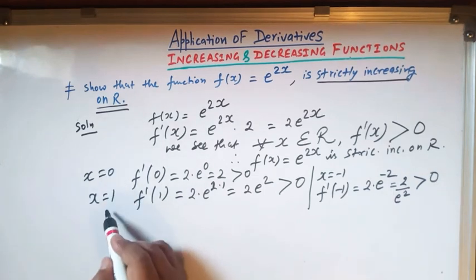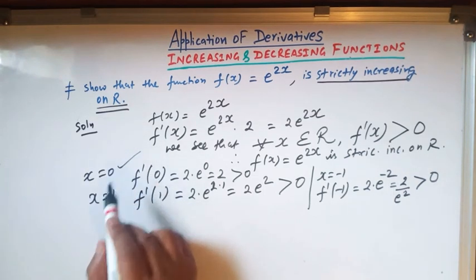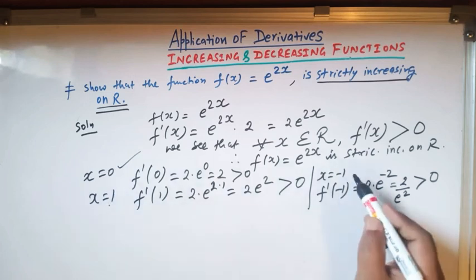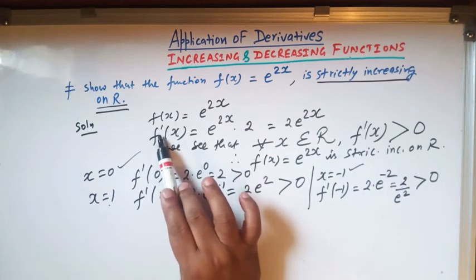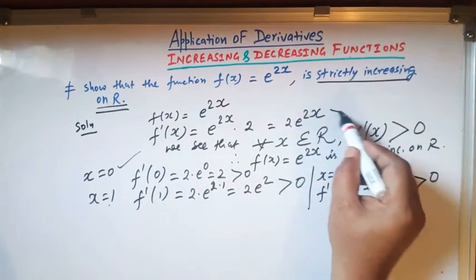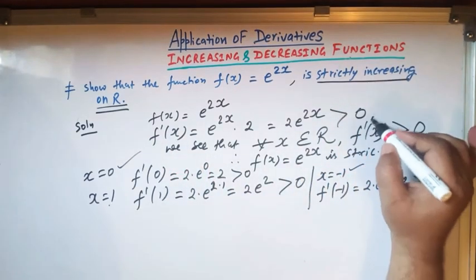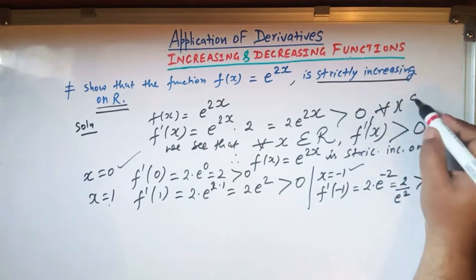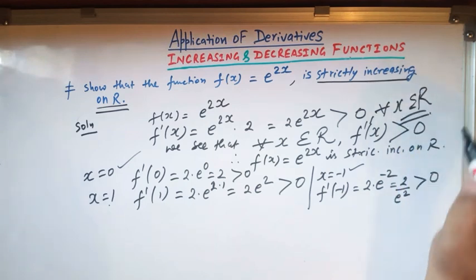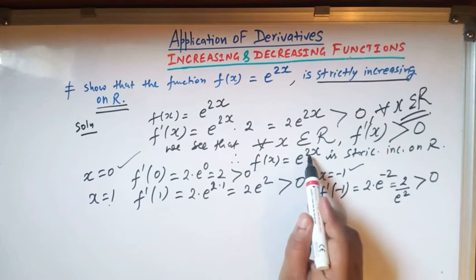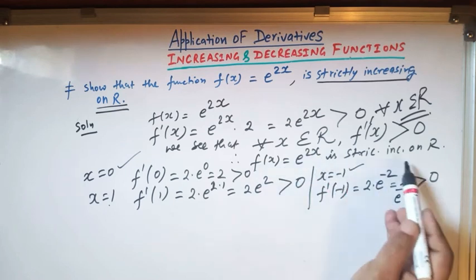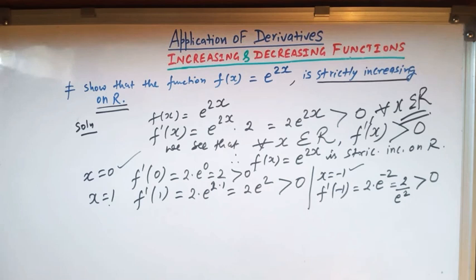So in all cases, whether it is 0 or a positive number or a negative number, the first derivative f dash x is always greater than 0 for all x belonging to R. Clear? So therefore f(x) equal to e raised to 2x is strictly increasing on R. Clear?